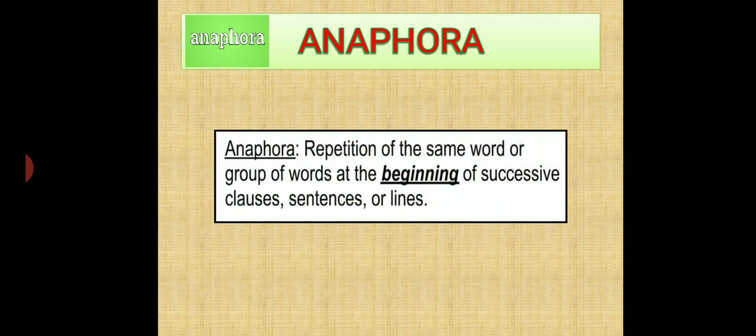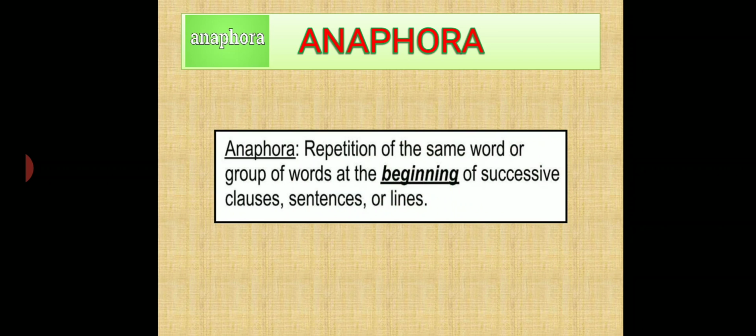Now coming to your next literary device that we studied in your poem, anaphora. What is anaphora? Anaphora is the repetition of the same word or group of words at the beginning of successive clauses, sentences or lines. So a particular word is repeated in continuation across 2-3 lines. That becomes anaphora. A word that is at the start of a line and repeats continuously in 2-3 lines, that is your anaphora.